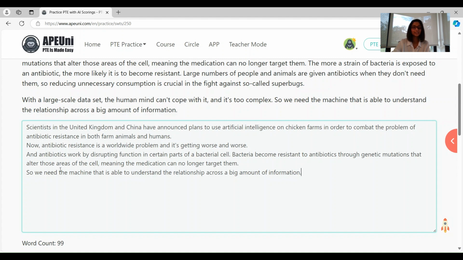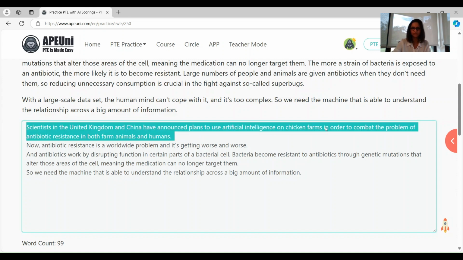All right. Antibiotics work by disrupting function in certain parts of a bacterial cell. Bacteria become resistant to antibiotics through genetic mutations that alter those areas of the cell, meaning the medication can no longer target them. So we need the machine that is able to understand the relationship across a big amount of information. Wow, this was not a great text, but that's okay. We're still going to try and get 6.25 or 6 or 7. Okay? On chicken farms.